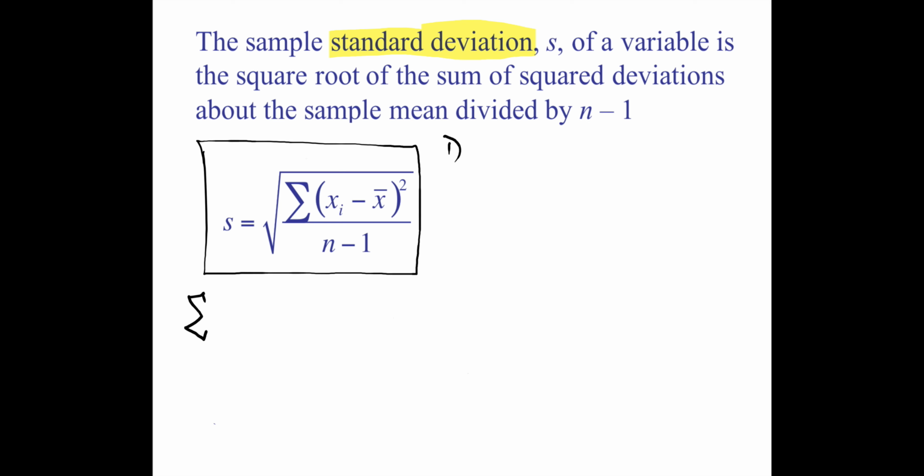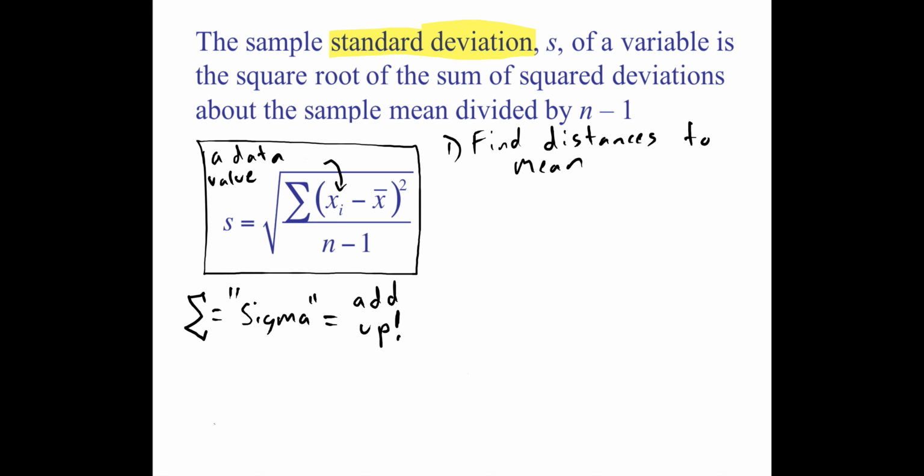And remember that this symbol right here is the capital Greek letter sigma, and what that means is to add up whatever you see after sigma. Well, let's look at this. This is a data value. This x sub i here is a fancy way of saying a value of our variable. And we're going to take that value and subtract the sample mean, x bar, which is what I said was the first step to finding the standard deviation. And the subscript i here indicates that we need to do that for every single data value.